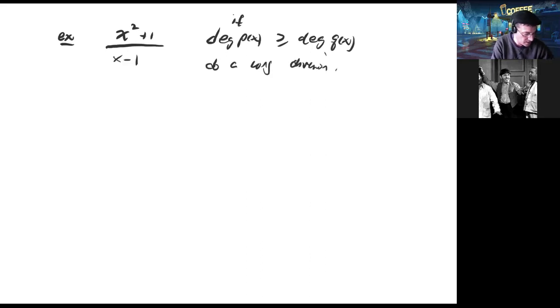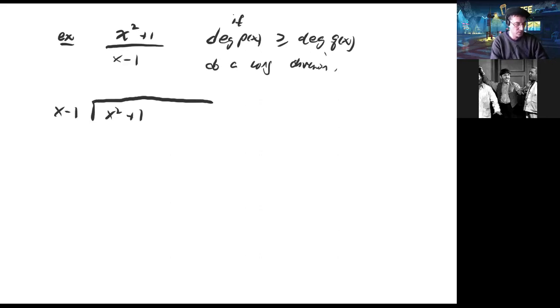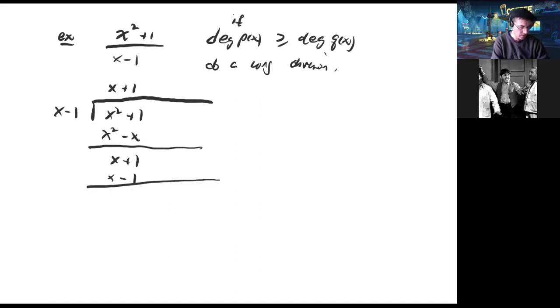So what I mean by that is I'm going to divide x minus 1 into x squared plus 1 and see what I get. So x minus 1 goes into x squared plus 1 by a factor of x. And if we get x squared minus x, and then you're going to get x plus 1 as what's left over. And x minus 1 goes into x plus 1 by a factor of 1, and then you're going to get x minus 1. If we subtract, 1 minus negative 1 is 2. This is the remainder.